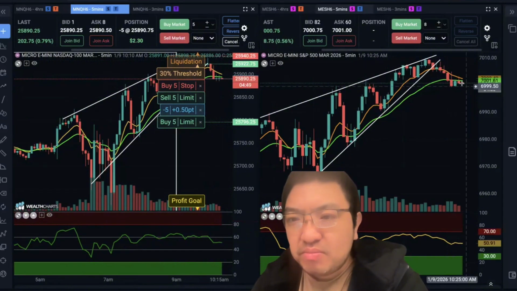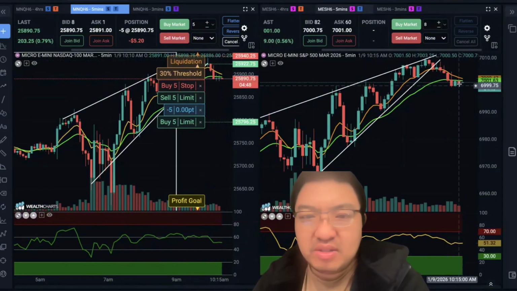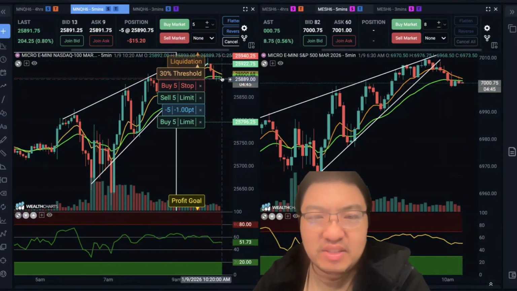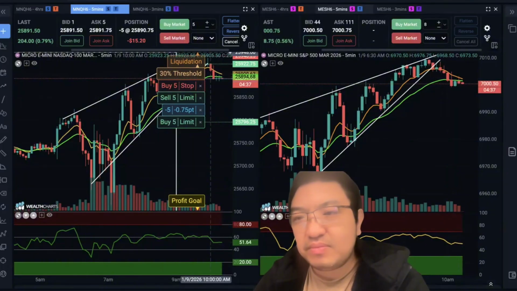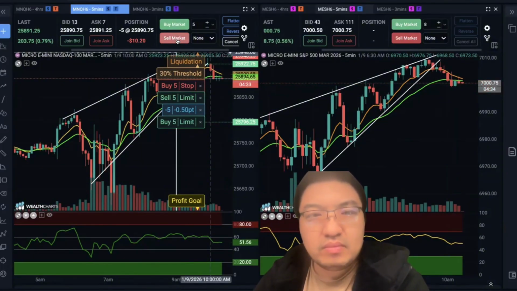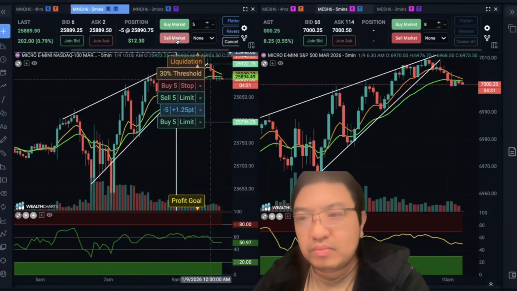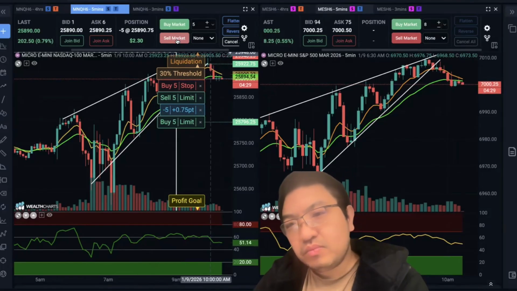See this downward, this bearish candle is so small. But for NQ it's still sideways. Sideways. Let's see ES.